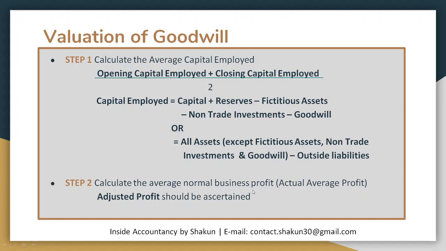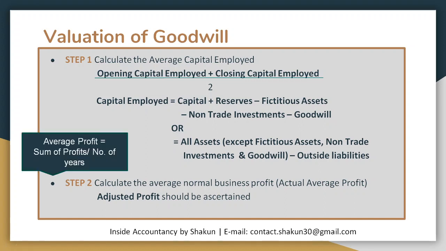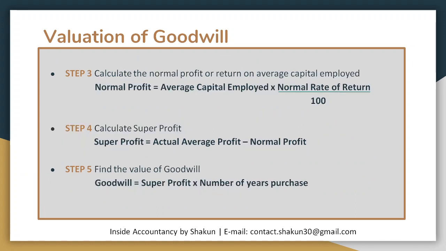The second step is to calculate the average normal business profit, that is the average profit, and this must be ascertained by calculating the adjusted profit first, like you used to do in case of the first method, that is the average profit method, where average profit was equal to the sum of profits divided by the number of years. So the first step is the capital employed and the second step is the actual average profit.